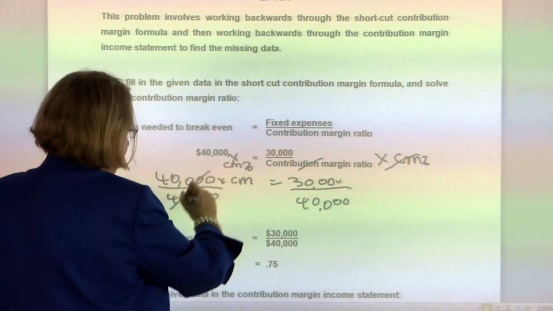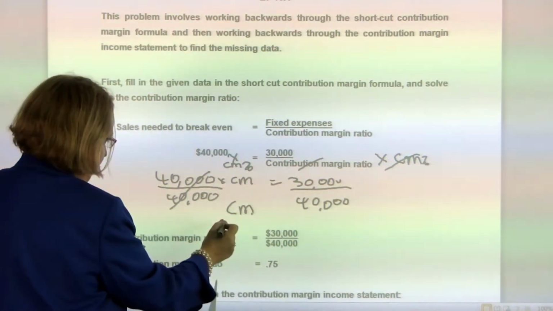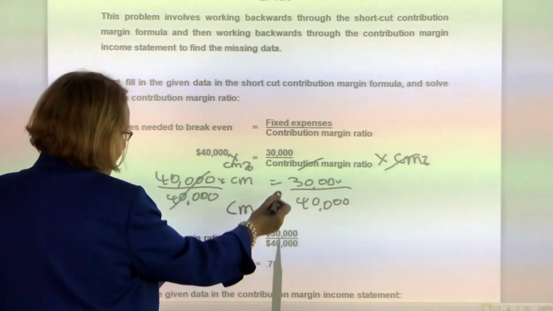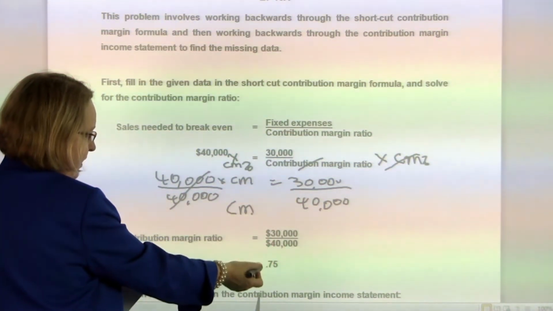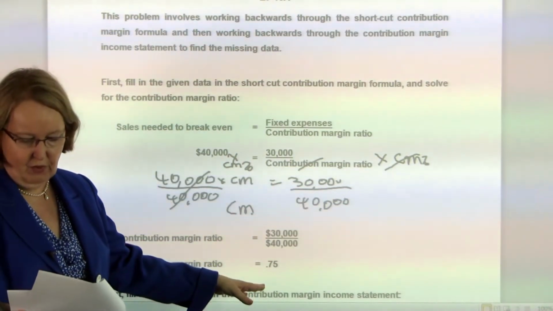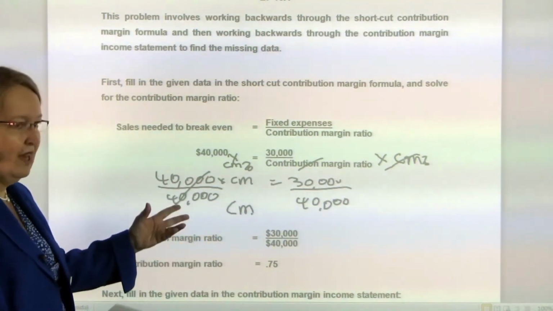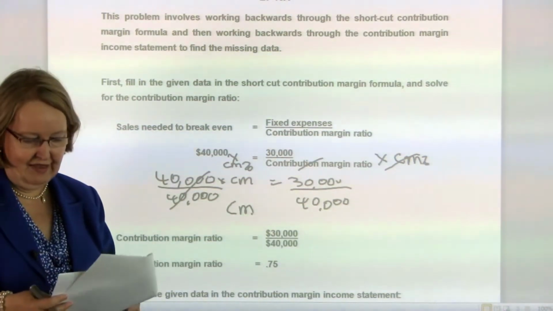So this is where we come up with contribution margin, which is your 30,000 divided by your 40,000, which is 75. So 0.75 is your contribution margin ratio. So that's just showing you the algebra as to how we arrived at that.